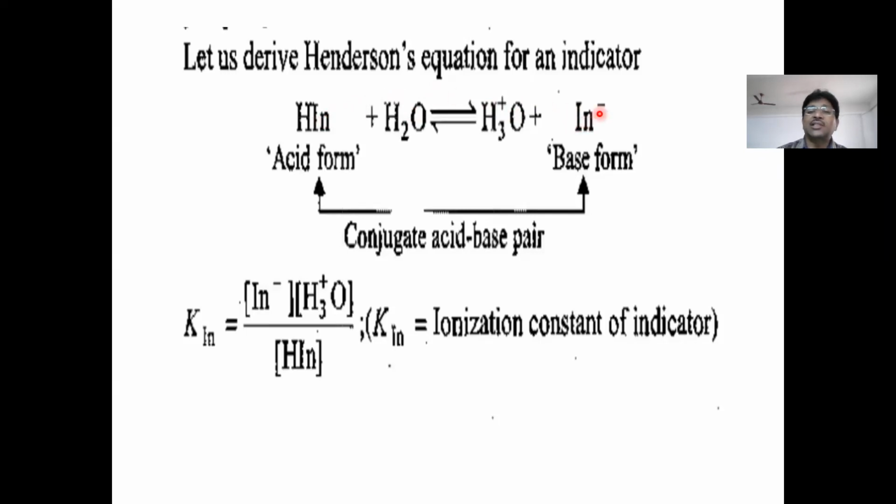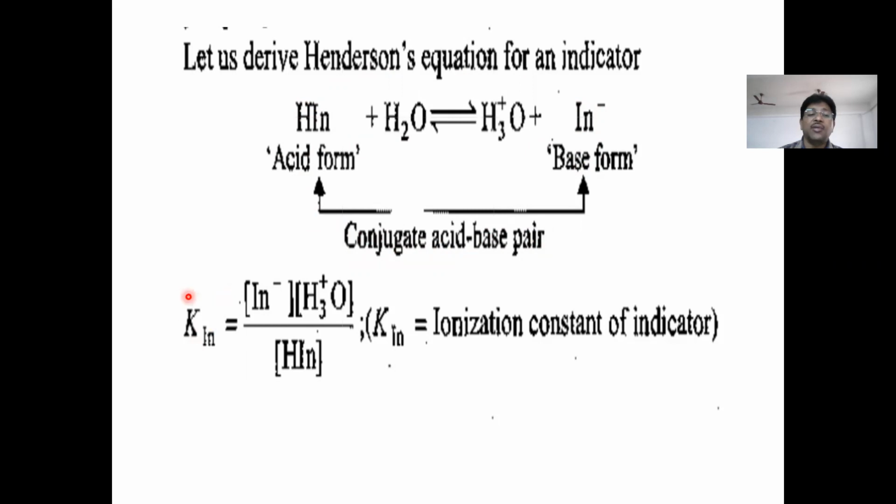So this IN minus is the conjugate base of HIN. HIN is the acid form we take, and IN minus is the base form. And this pair is a conjugate acid-base pair.